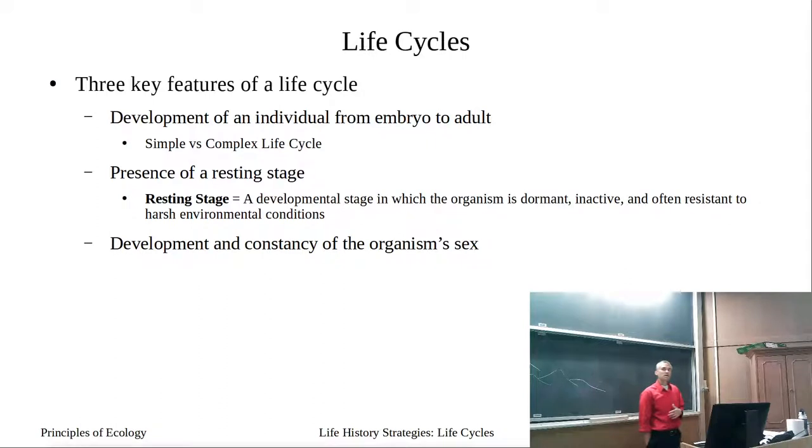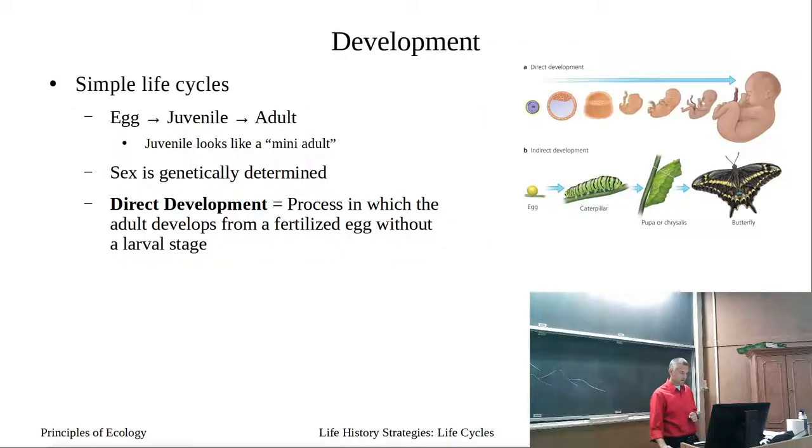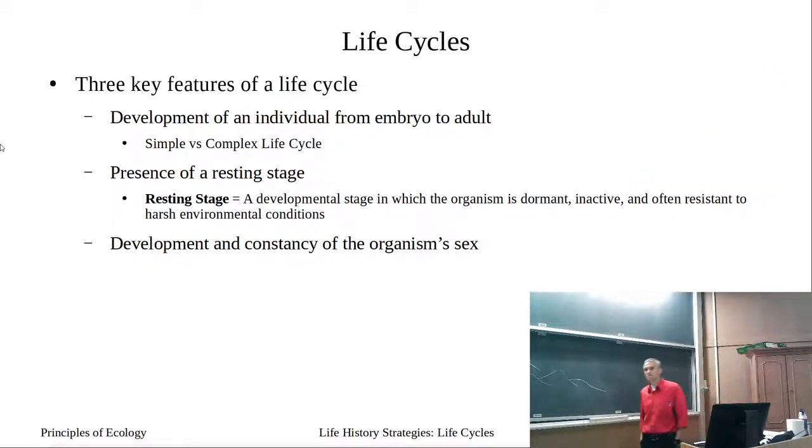We can grow in a direct life cycle, or we can grow as a complex life cycle. And this is growth from an embryo to the adult stage. We'll talk about each of these, simple and complex, in a bit. So we've got simple versus complex life cycle. That's one difference. The second difference is, do we have a resting stage in our life cycle? Is there going to be some point in our life where we just shut down and wait until some cue? And once that cue is received, then we start developing and growing again.